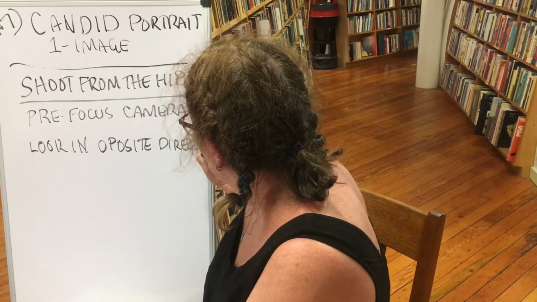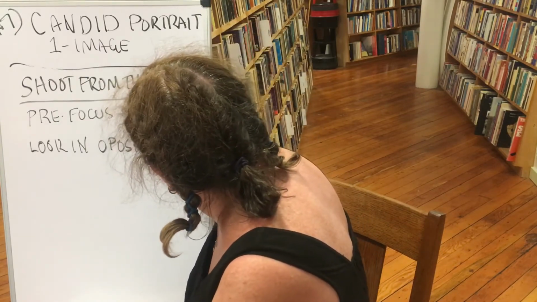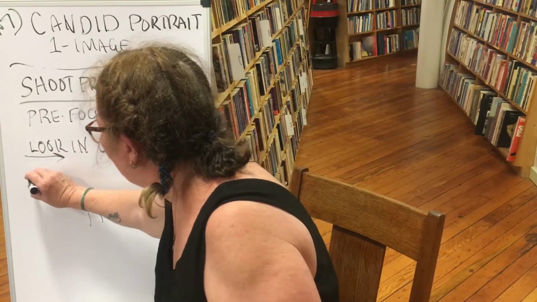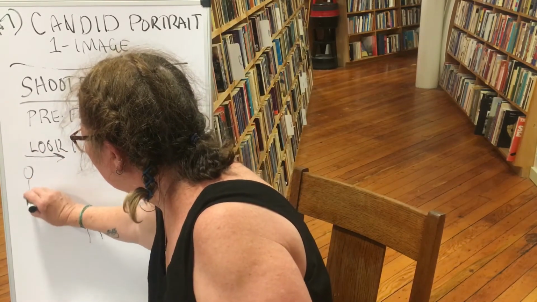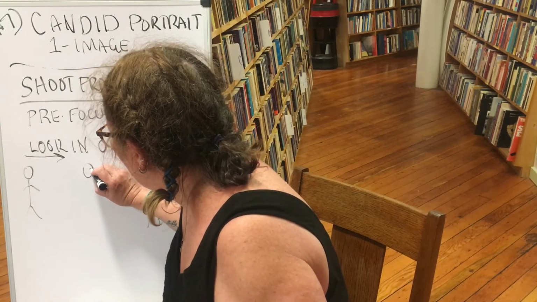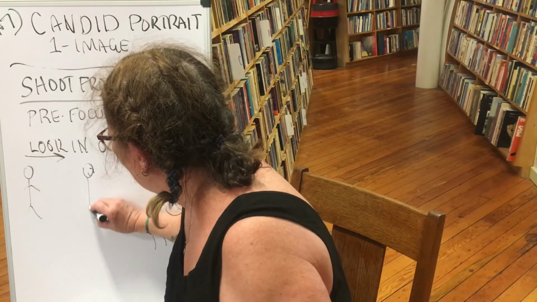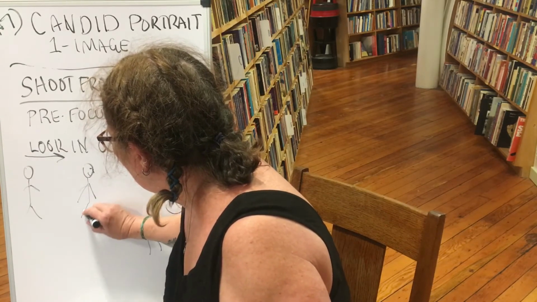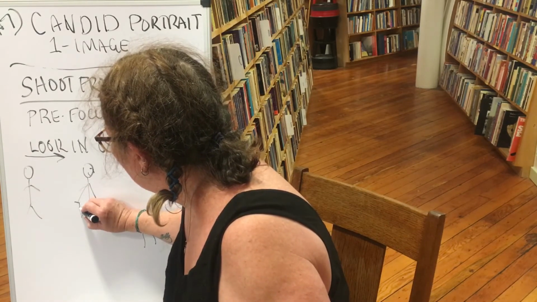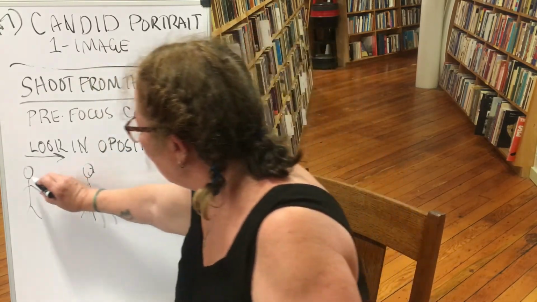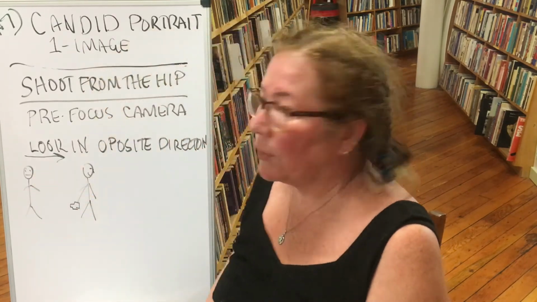What direction? So you're going to look in the opposite direction from where you're photographing. So if your subject is over here, and you're here, you're going to look this way while you hold your camera to shoot there, right? And this person's never going to know that you're taking their photograph, right?